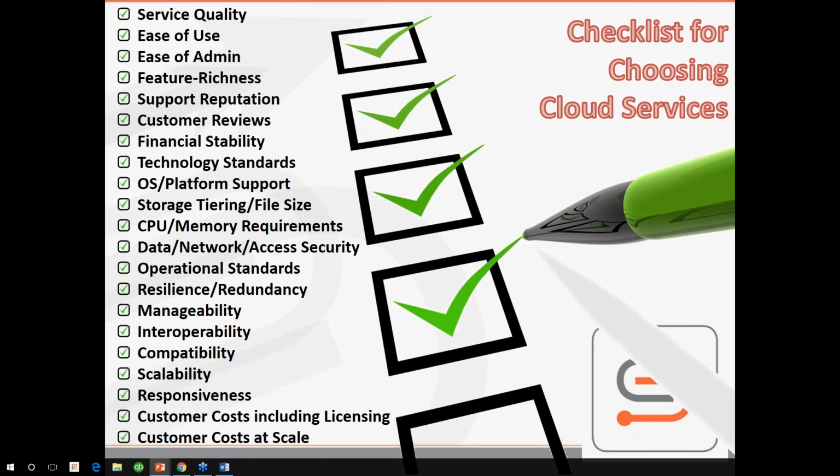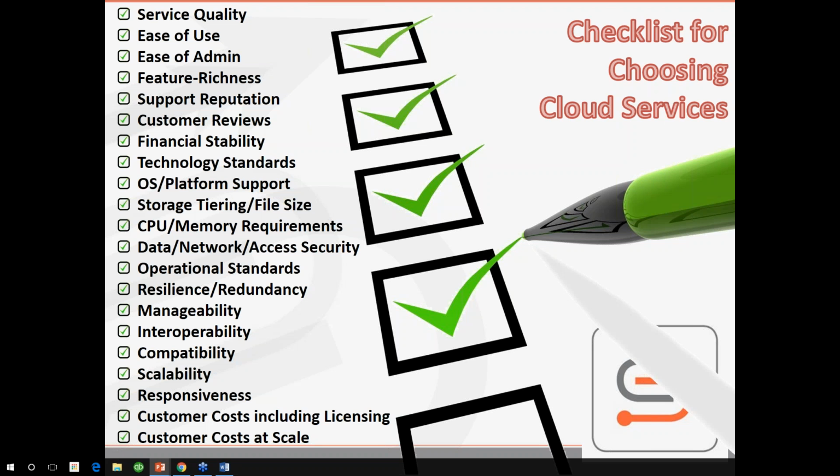You want to know that their systems are manageable, that they interoperate easily with others, that they're compatible, that they will grow with you, that they're scalable, so that as your company grows, they grow. And the systems that they're using will still be responsive at very large capacity as they are at very small capacity. And then finally, at the bottom line, look at the bottom line.